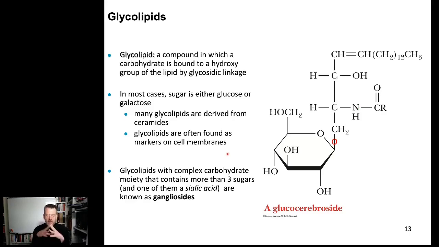And these glycolipids, once again, play an important role in molecular biology and cell biology because, amongst other things, they play the role of markers on the cell membranes, essentially leading to the communication of cells with one another. Now, of course, we can get to even more complex carbohydrate structures where there's more than 3 sugars involved, and one of them is sialic acid. I hope you remember those. Then we're talking about the gangliosides.